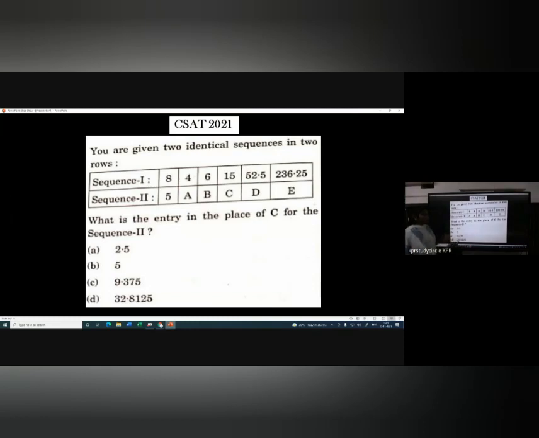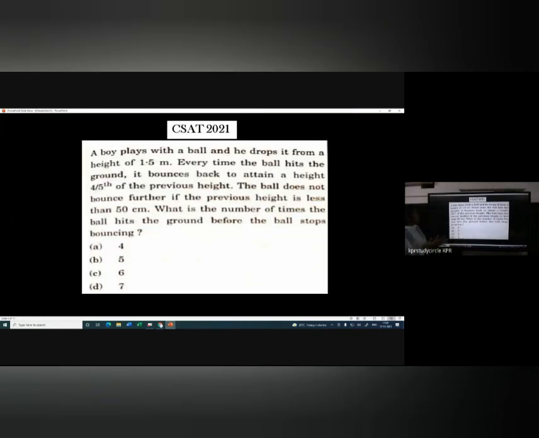Okay, let me go for the next problem. A boy, just read this question twice just to understand the concept. A boy plays with a ball and he drops it from a height of 1.5 meter. Every time the ball hits the ground, it bounces back to attain a height 4 by 5th of the previous height. The ball does not bounce further if the previous height is less than 50 centimeter. What is the number of times the ball hits the ground before the ball stops bouncing?